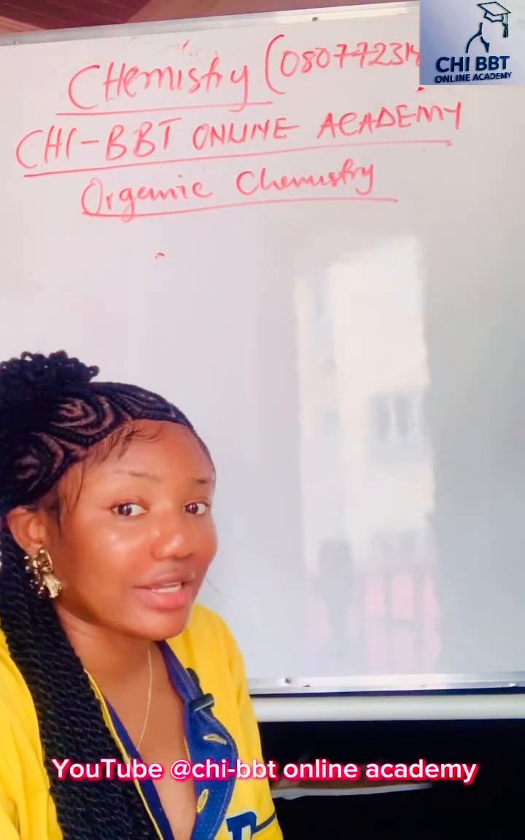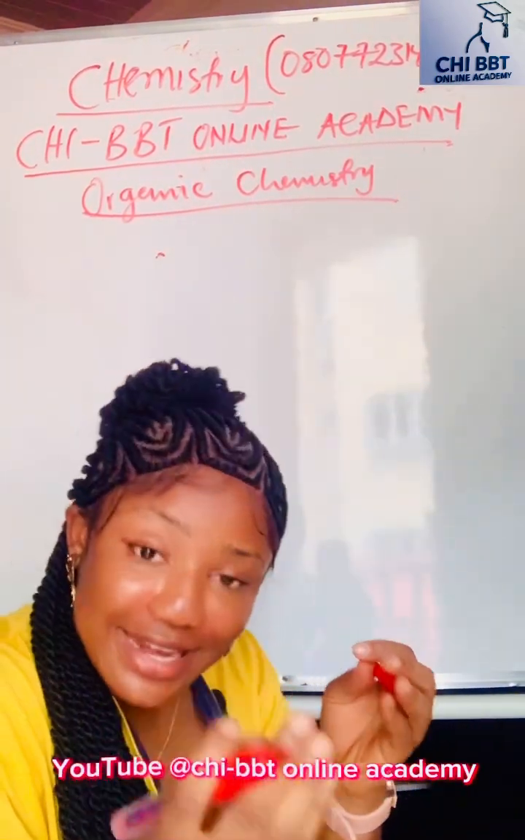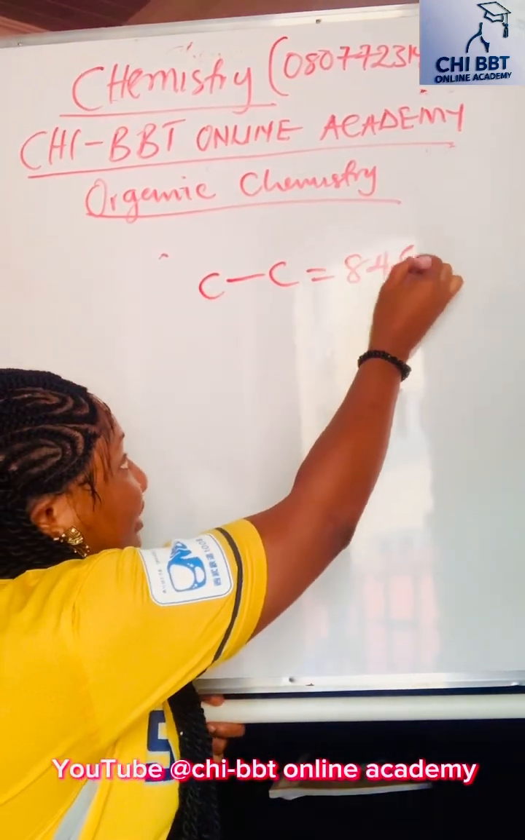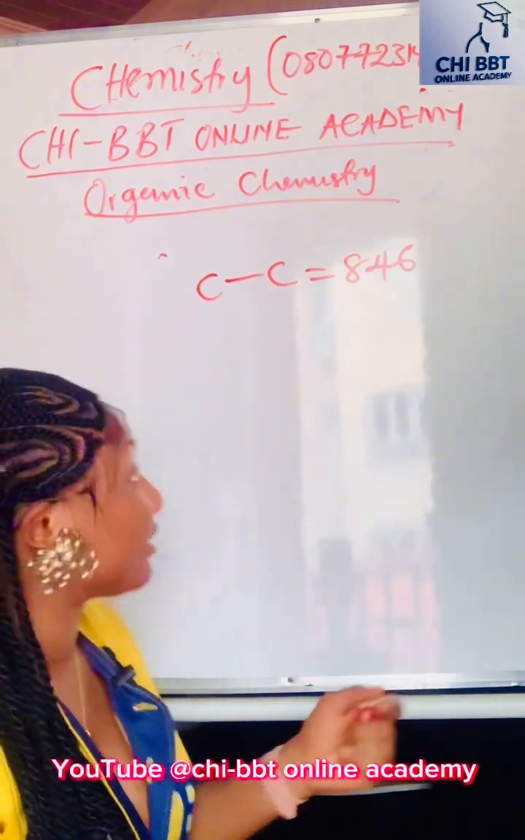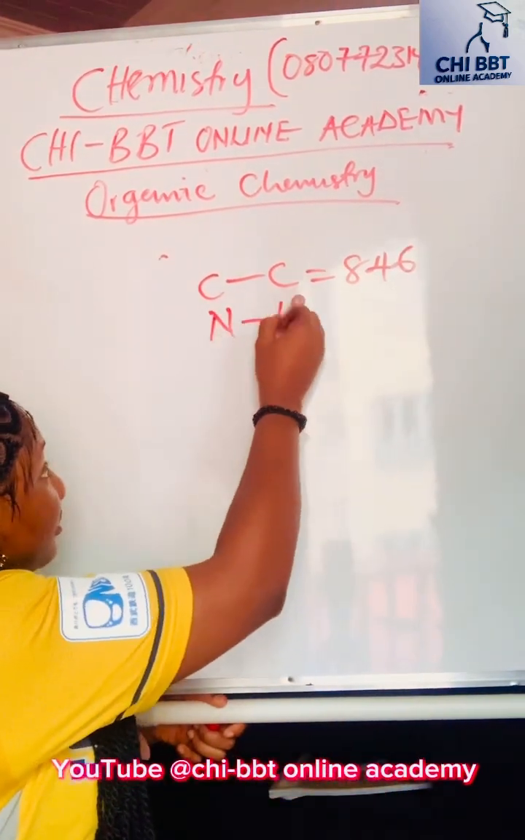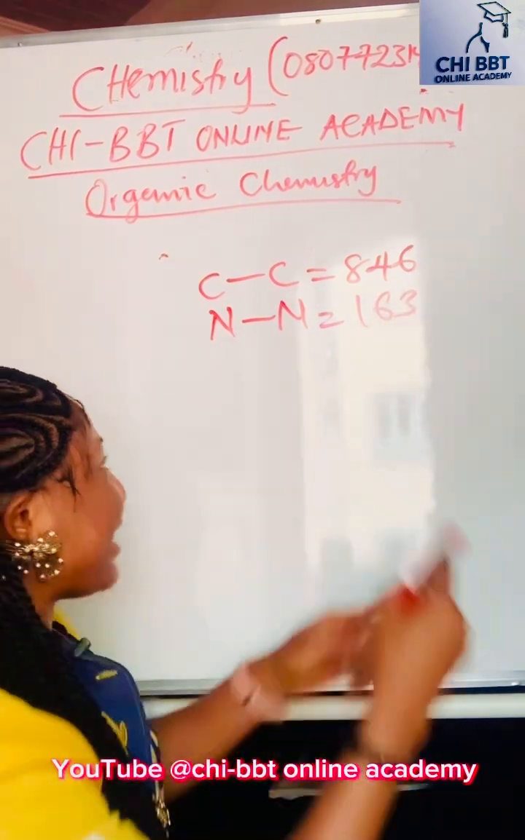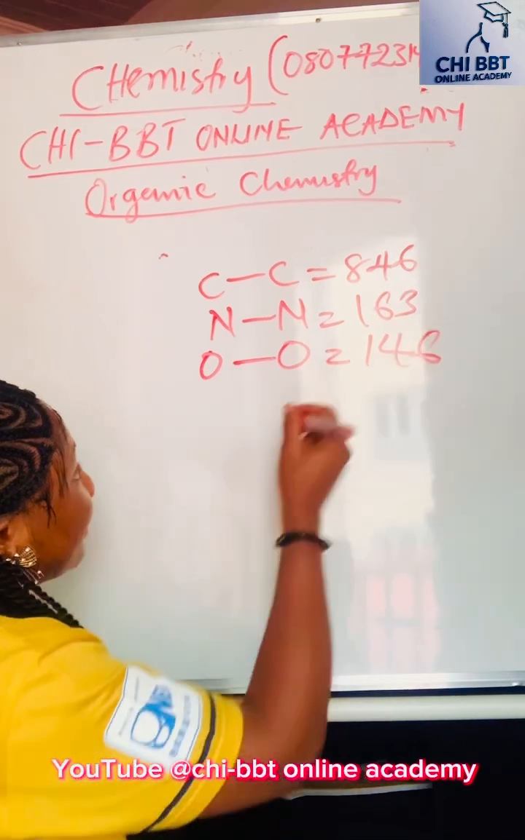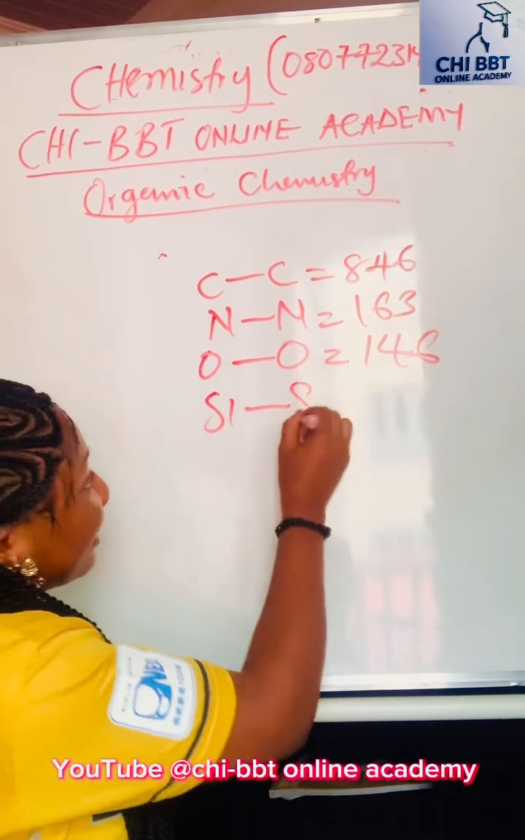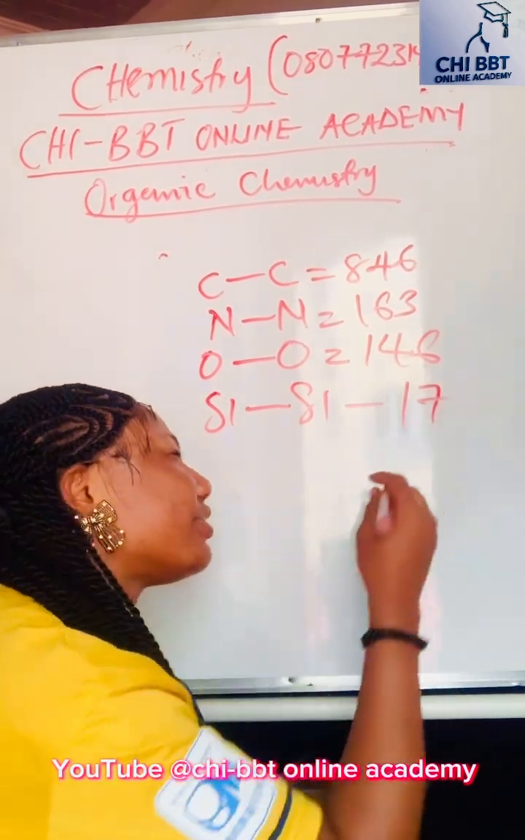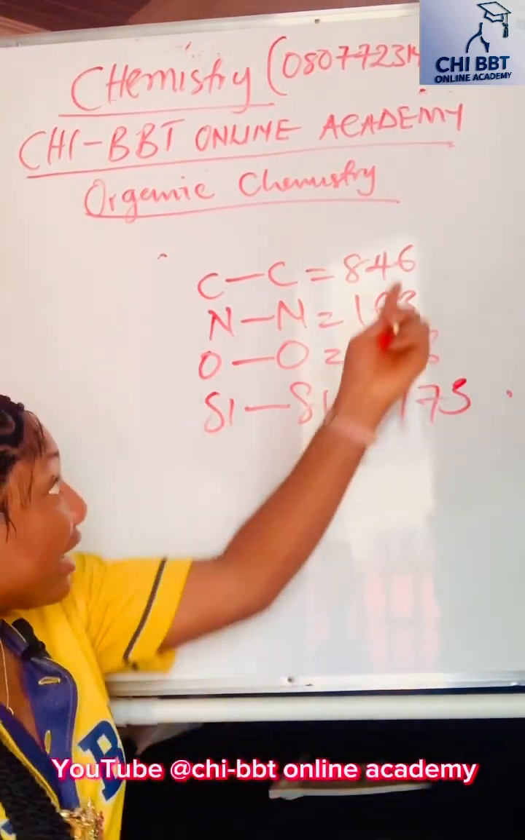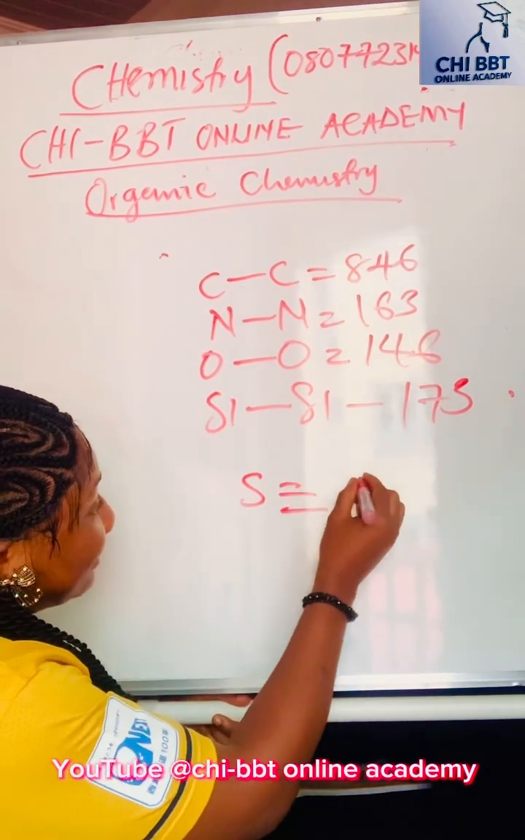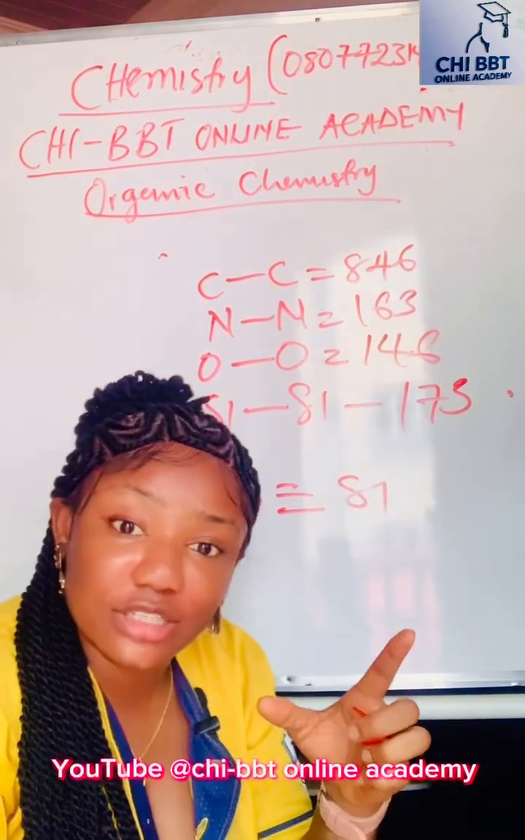So I'm going to teach you about the single bond. The energy there is very high. Let's say the carbon to carbon bond, you have 846 kilojoules. Let's say the nitrogen to nitrogen, 163. Am I correct? 163. Then oxygen to oxygen, we have 146. Then silicon to silicon, we have about 173. These are in kilojoules. These are the kind of energy for single bond. Then for the triple bond, you have a sign like this, all connected to carbon.